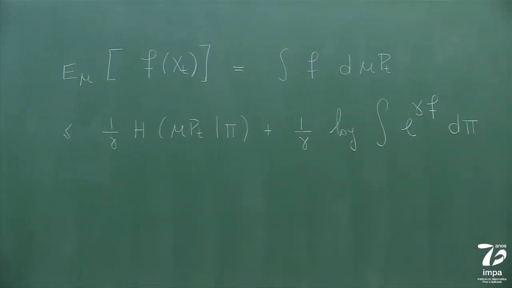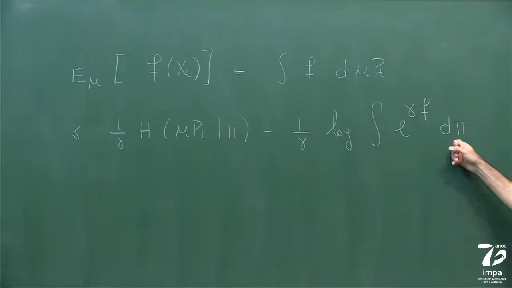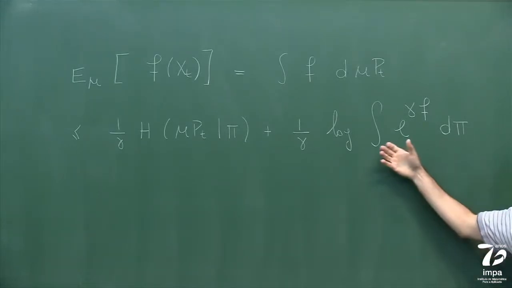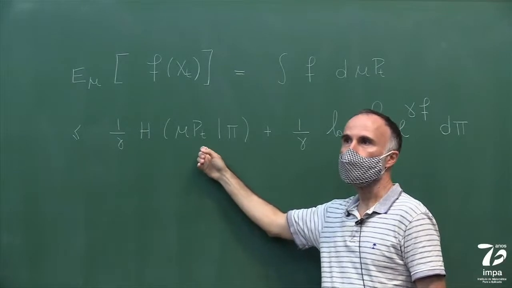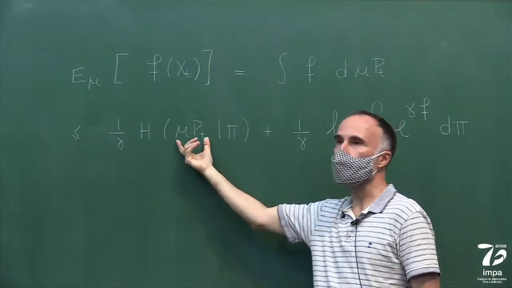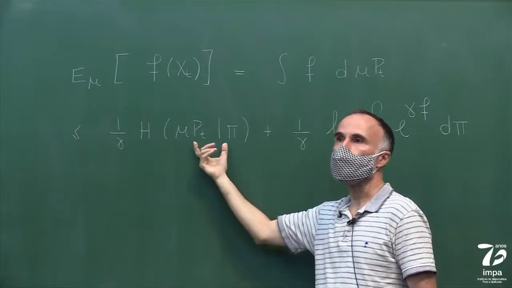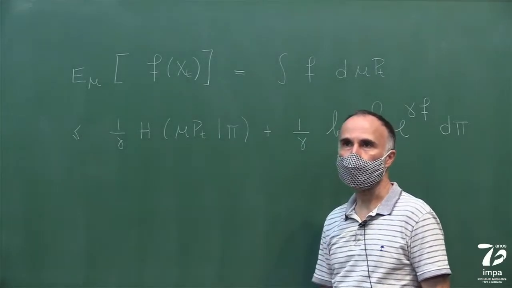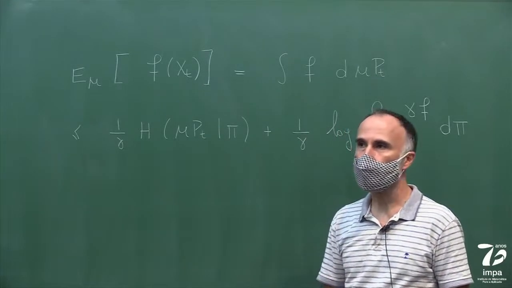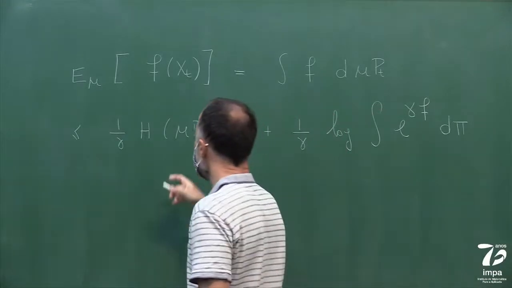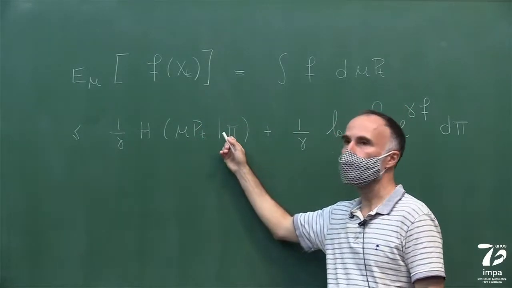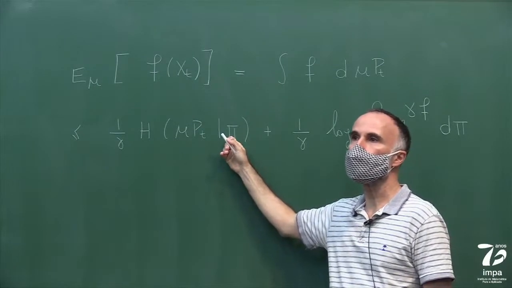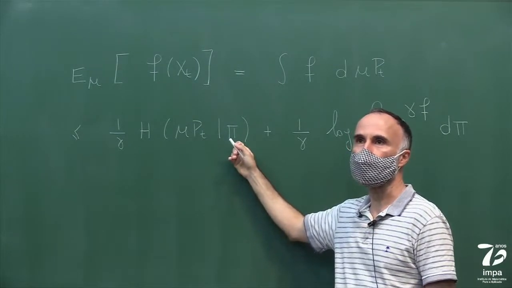Okay? Pi is known, so I can compute this integral and I can estimate it. The problem is this entropy. This measure I don't know, so I don't know how to estimate this entropy. But it turns out that for a Markov chain, the entropy decreases in time. If I take the relative entropy with respect to the stationary state, we will prove that it decreases in time.